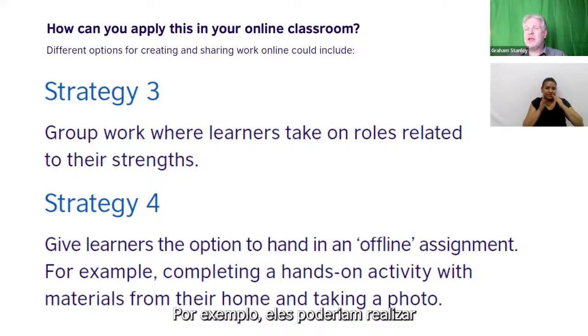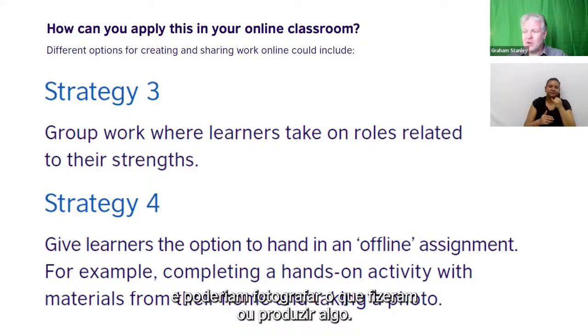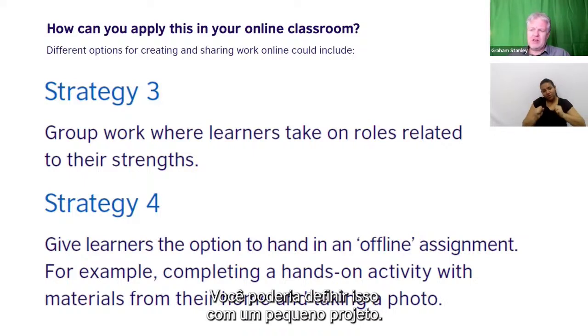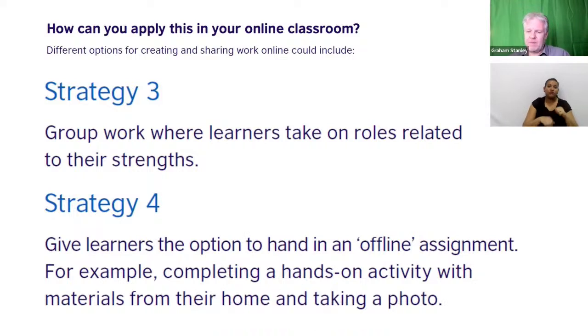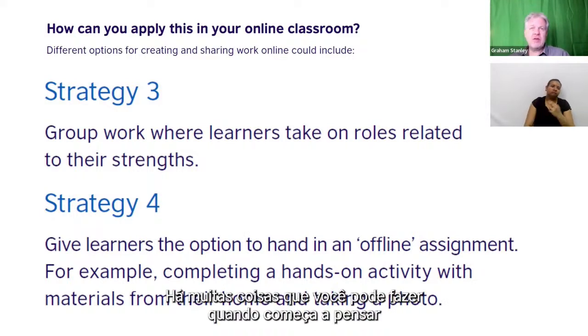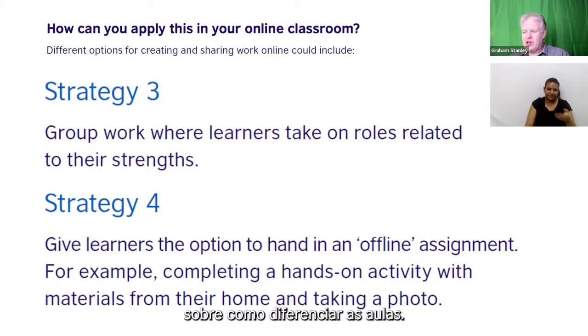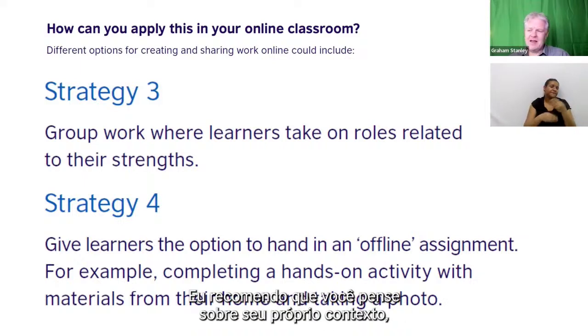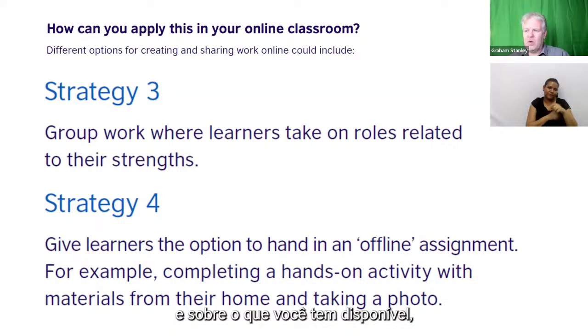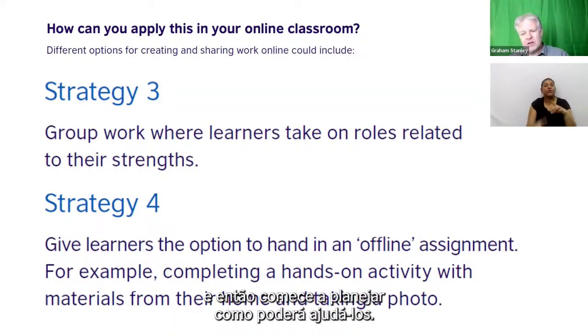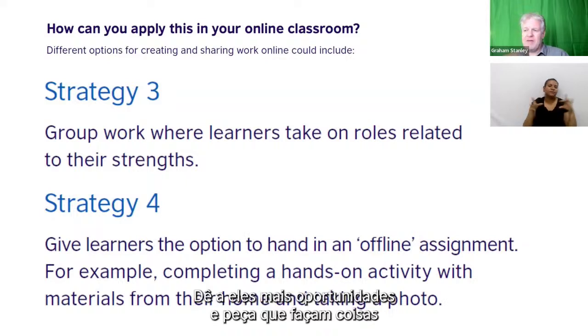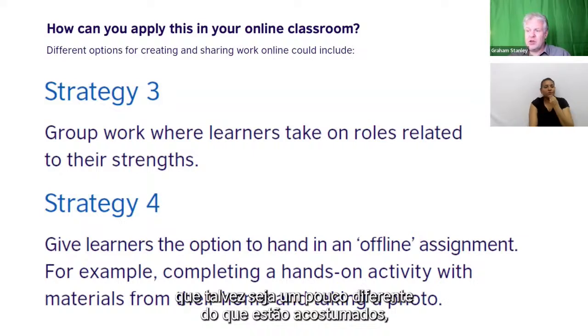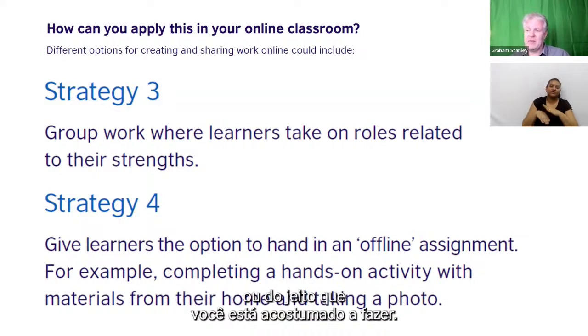So, for example, they could complete a hands-on activity with materials from their home, and they could take a photo, or they could produce something. You could set a little project for them. There are all sorts of things you can do once you start thinking about it and how you can differentiate. I do recommend you think about your own context and think about what you have available, what the learners have available, and then start deciding how you can help them, give them more opportunities, and ask them to do something which perhaps is a bit different to what they're used to doing or what you're used to asking them to do.